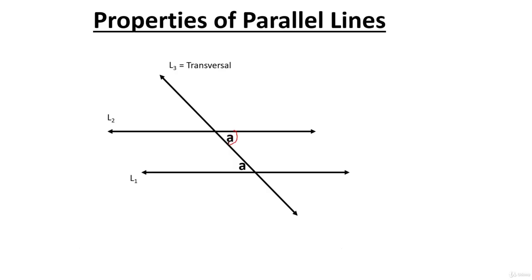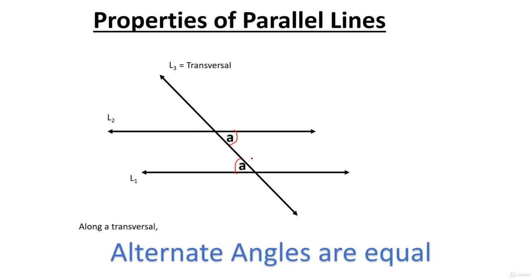So if this angle is A, this angle is also A. Okay, these two angles are alternate in nature, right? And hence we call them alternate angles. So remember, guys, along a transversal, the alternate angles are always equal. Okay, guys, so by virtue of this, even this angle and this angle will be equal in measure, right? That's about the alternate angles. The angles lying on the alternate sides of the transversal will be equal in measure.